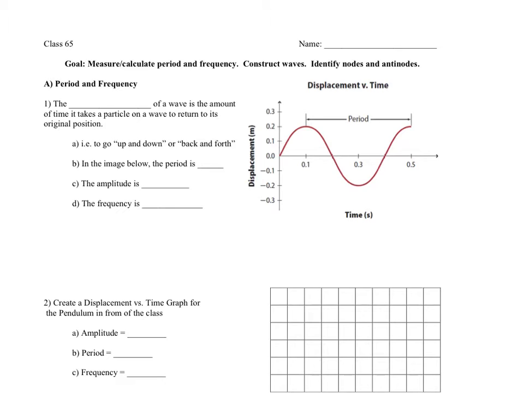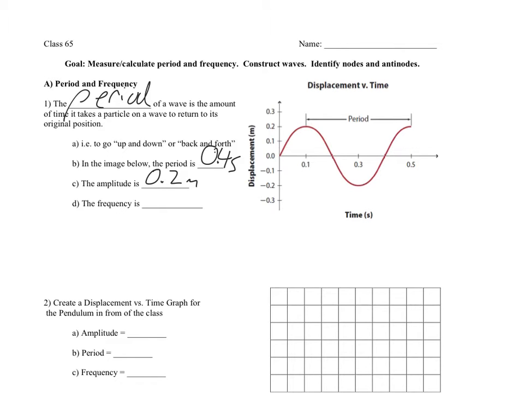So the period of a wave is the amount of time it takes a particle on the wave to return to its original position. So it's like the time to go up and down or back and forth. So if we're talking about a pendulum, let's say, it's the time it takes the pendulum to go all the way across and all the way back. In the image here, the period is 0.4 seconds. You could just look at it like a wave, crest to crest, 0.4 seconds. The amplitude is the distance from equilibrium, so that's 0.2 meters.